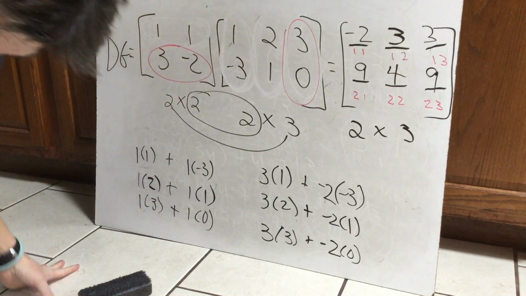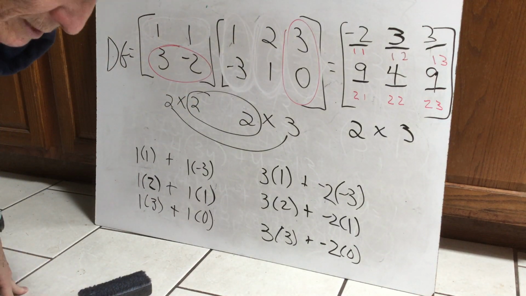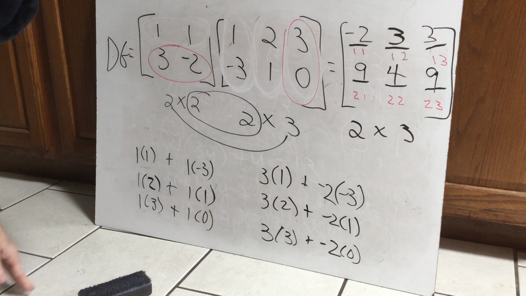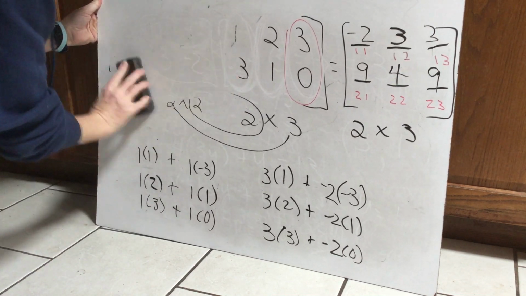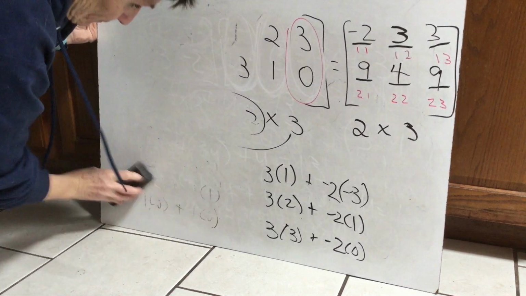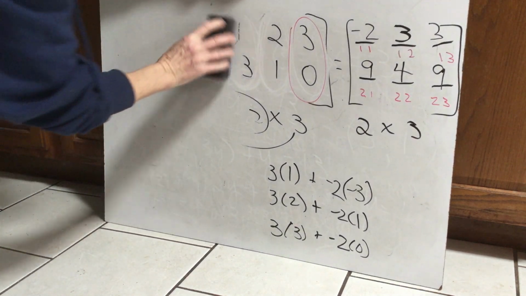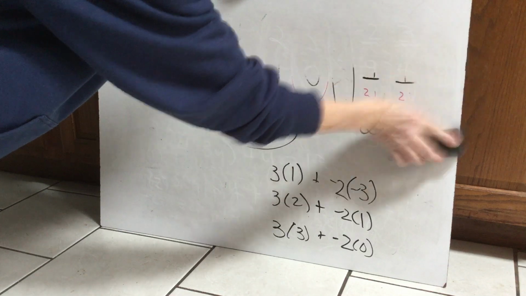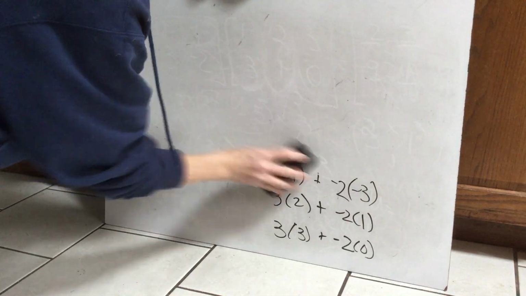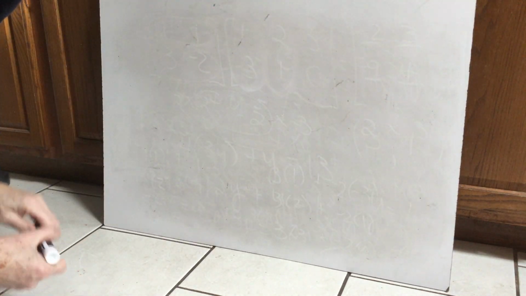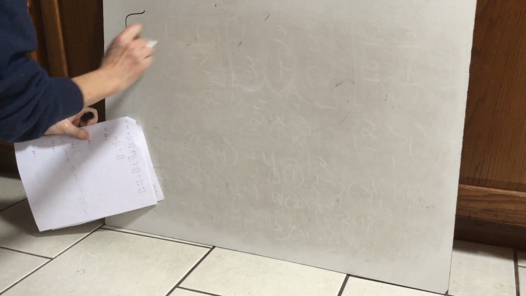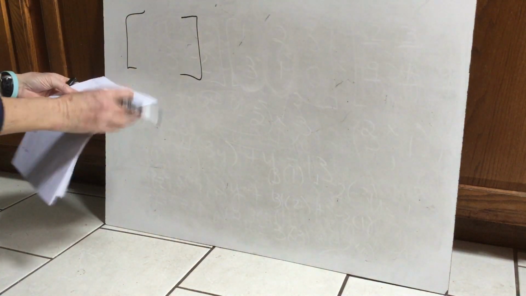Okay. Let's try the next one. The next one says G times E. All right, so G times E. While I'm erasing and getting set up, why don't you start figuring out if it's even going to be doable? Because remember, sometimes we can't even multiply these things. So is G times E even going to be possible?